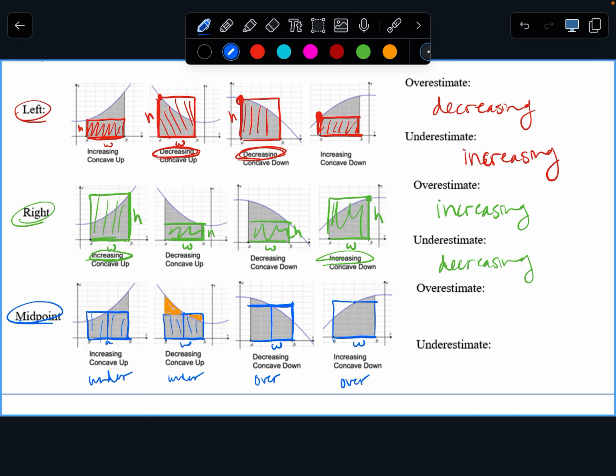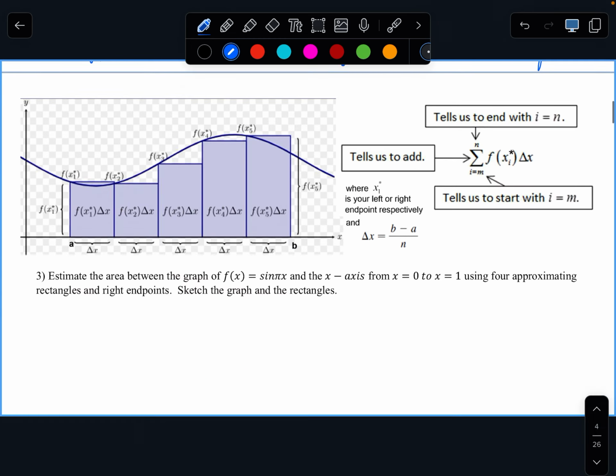The overs are concavity, concave down. Okay, and this is concave up. Again, throw it in your brain or draw a pic.